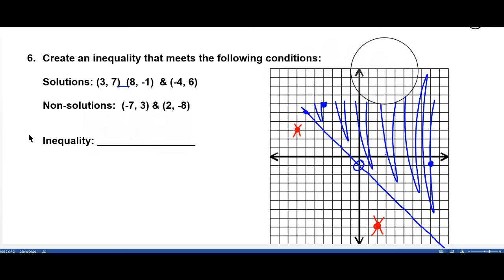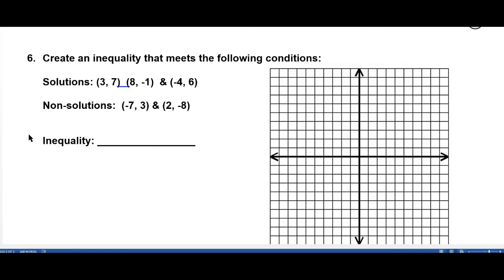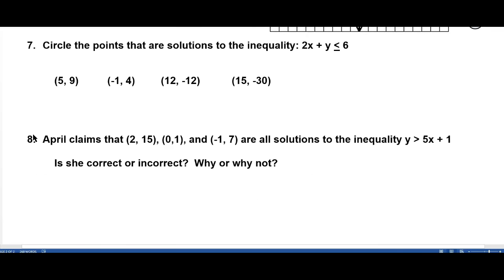Number 7. Circle the points that are solutions to the inequality 2x plus y is less than or equal to 6. I did not give you a graph for this on purpose. I didn't want you to graph it. I wanted you to plug the points in. You could graph it if you had a graph, but I want to be able to do it multiple ways. So, plug the x into the x, plug the y into the y. If it is a solution, then it will come out to be less than or equal to 6.